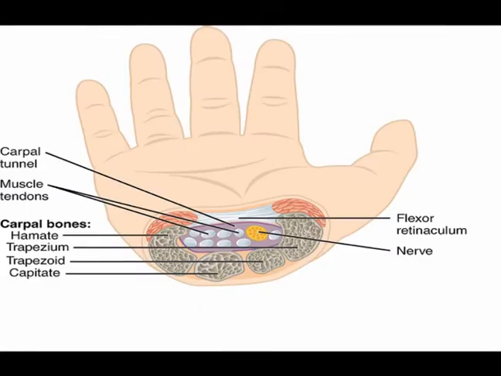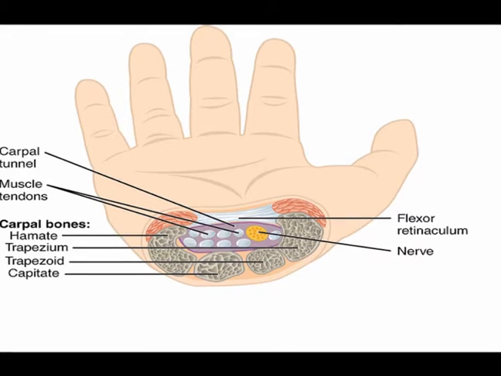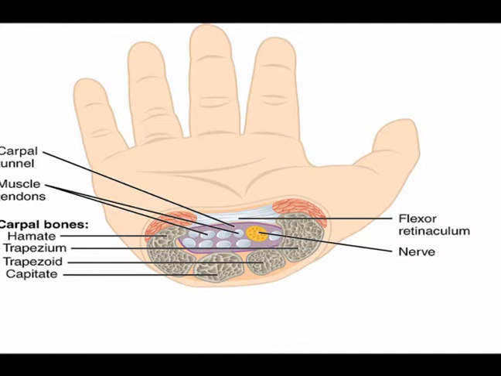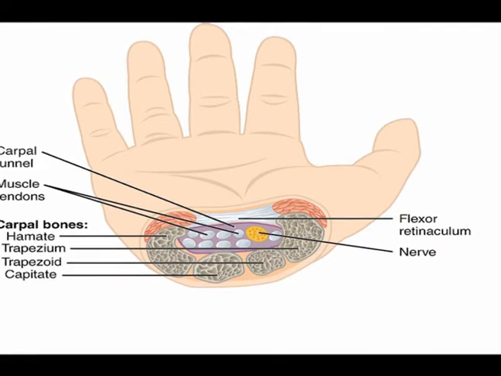Many times it is confused with carpal tunnel syndrome because carpal tunnel syndrome is also impingement on the median nerve, but at a different location. The impingement of the median nerve in carpal tunnel occurs at the wrist, while the impingement of the median nerve in pronator syndrome occurs in the forearm.